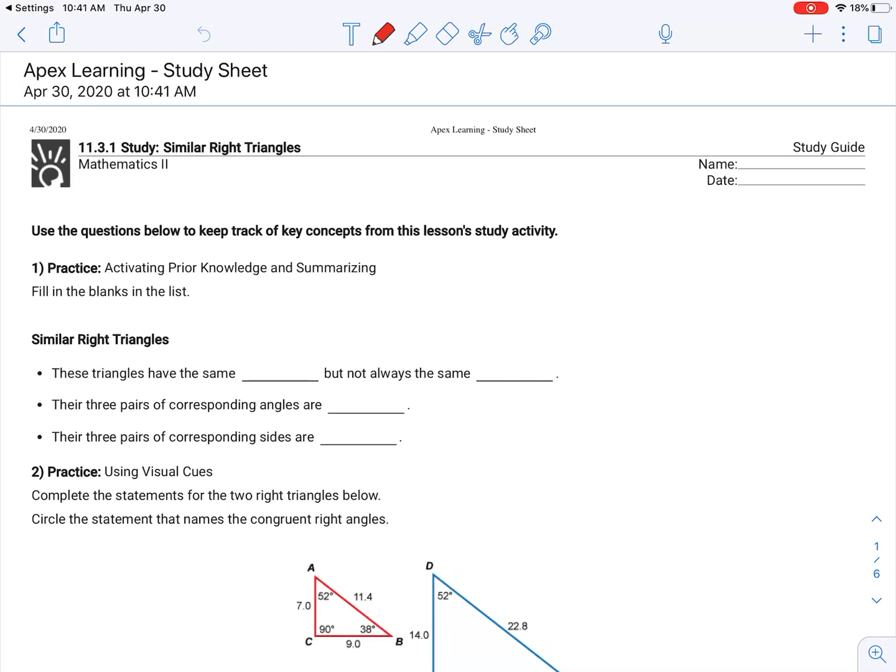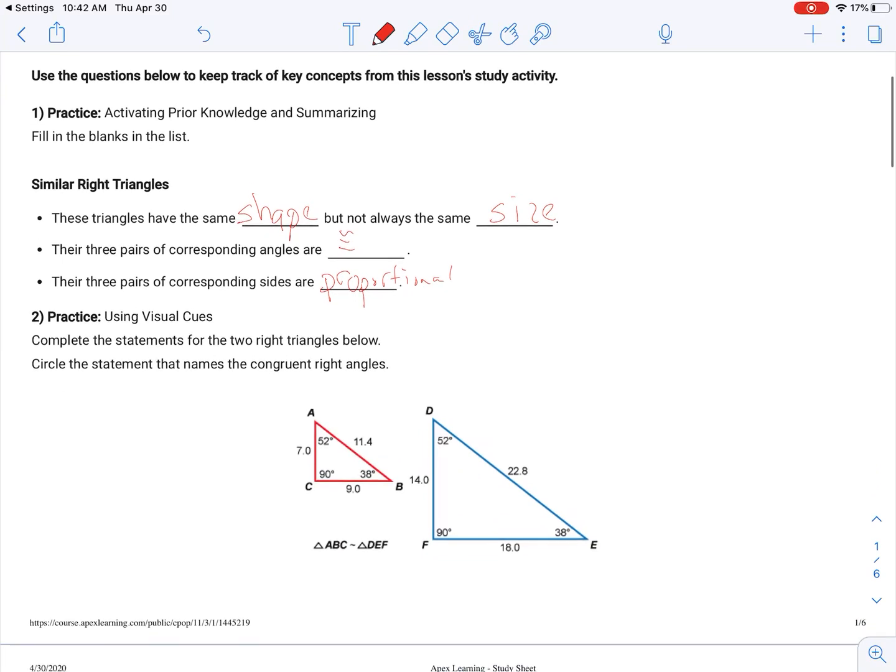So the lessons talked about similar right triangles, and that just means they're right triangles that have the same shape. So these triangles have the same shape, but not necessarily the same size. Their three pairs of corresponding angles are congruent, and their sides don't have to be congruent, remember. That's the whole thing with this, is that they are proportional. And we'll find out what that means exactly right now.